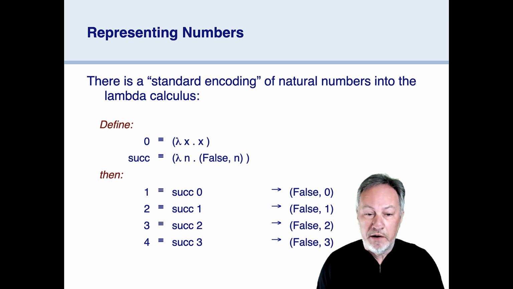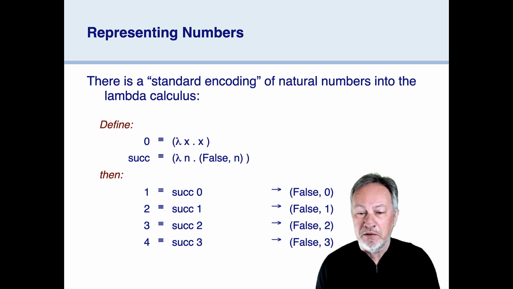So 1 is the successor of 0. Notice we're giving new syntax. So we're introducing the numbers as though they were primitives in the lambda calculus, but each of them is in fact a lambda expression, built up from more primitive lambda expressions. So 1 is the successor of 0, in other words, the tuple consisting of false and 0. 2 is the tuple consisting of false and 1, and so on and so on. Okay, so far so good.